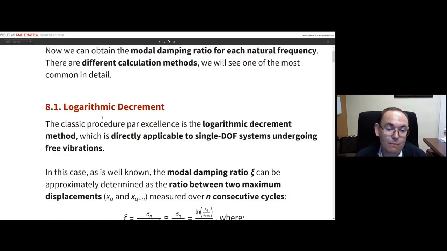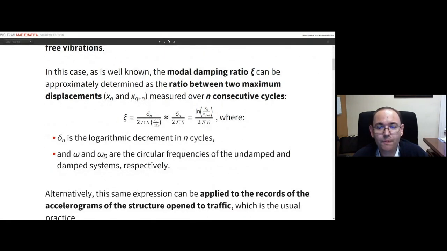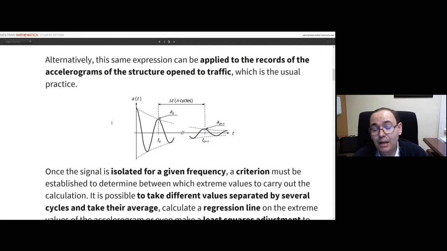The most often used method is the logarithmic decrement, which is the classic procedure par excellence. It's directly applicable to single degree of freedom systems undergoing free vibrations. So the modal damping ratio is obtained thanks to the ratio between two maximum displacements. Here we have the Neperian logarithm between these two displacements over n consecutive cycles. So this is the expression. Alternatively, we can obtain the modal damping ratios not only thanks to the displacement, but also the acceleration, which is really the data that we have recorded.